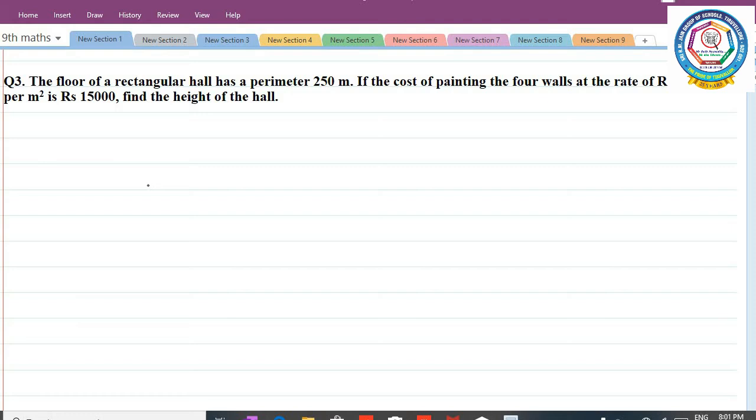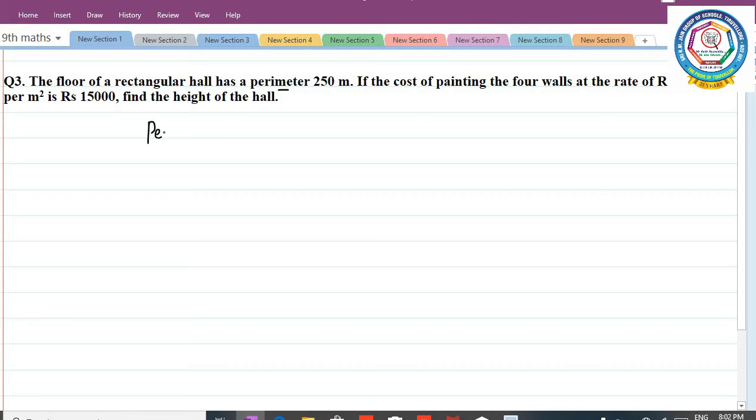Question number 3. The floor of a rectangular hall has perimeter 250 meter. If the cost of painting the four walls at the rate of rupees 10 per meter square is 15,000, find the height of the hall. What is given? The perimeter of the rectangular floor is given.